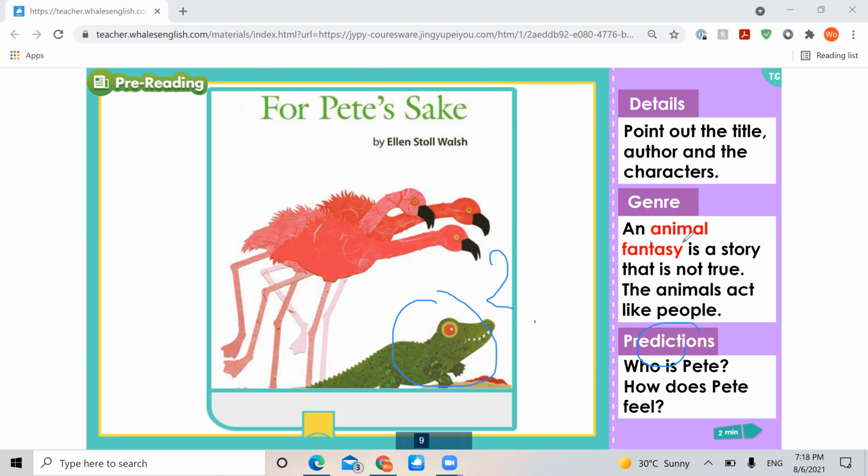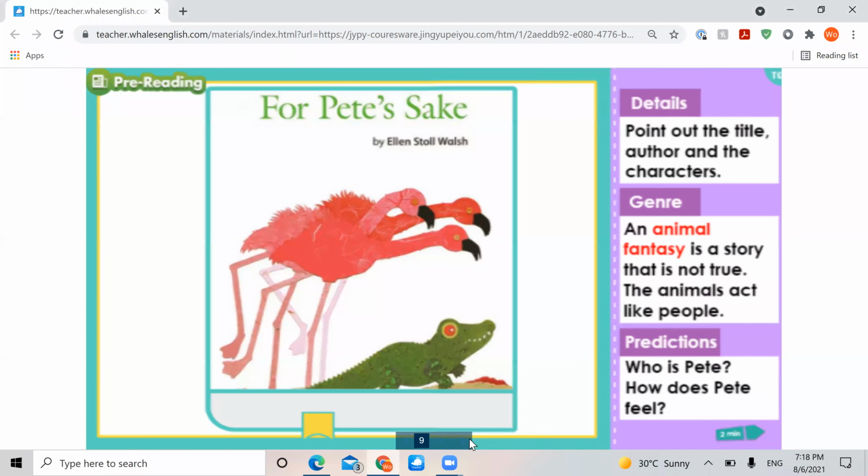Now, today's story is an animal fantasy. It's an animal fantasy because the story includes animals. They are the main characters. But the animals in this story can talk. They can also act like me and you, which makes it a fictional story. And that's why it's called animal fantasy. Are you ready to get started? Let's go.